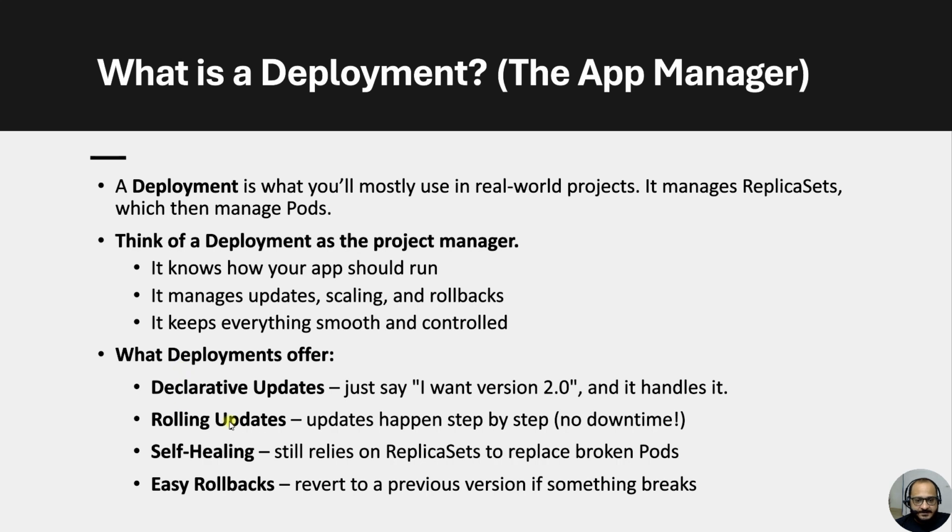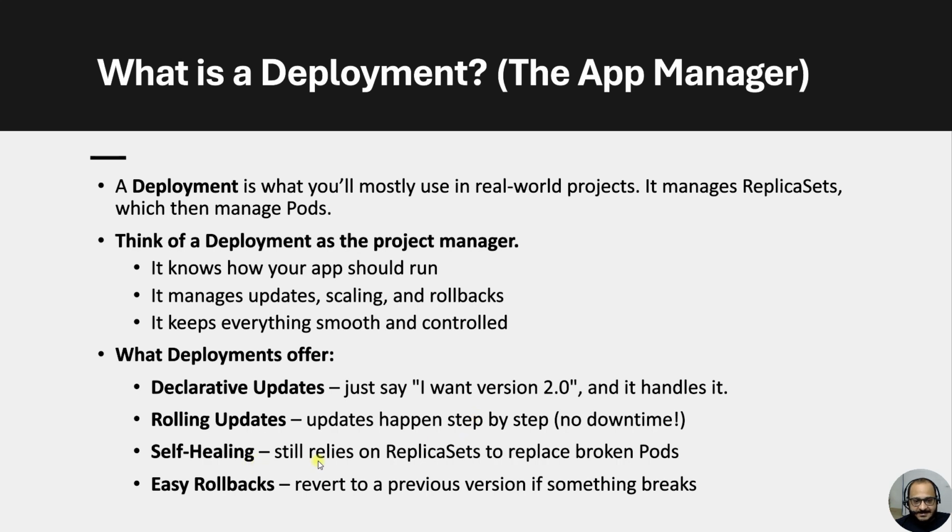Rolling updates. Updates happen step by step, with no downtime. So if you are going to roll out a new version of applications, it will not immediately delete all the existing pods or update all the pods. It will do it one by one. First it will update one pod, and once that is up and running, it will go and update another pod. So like that basically it does. So end users will not face any downtime.